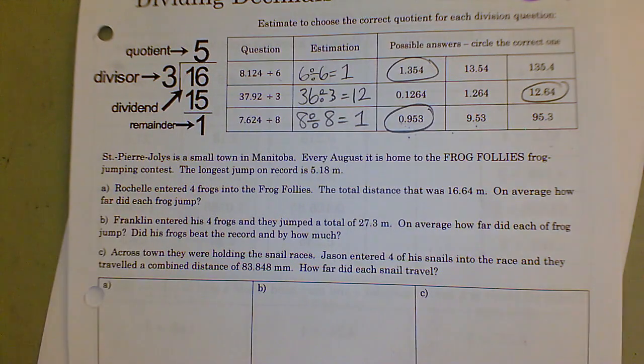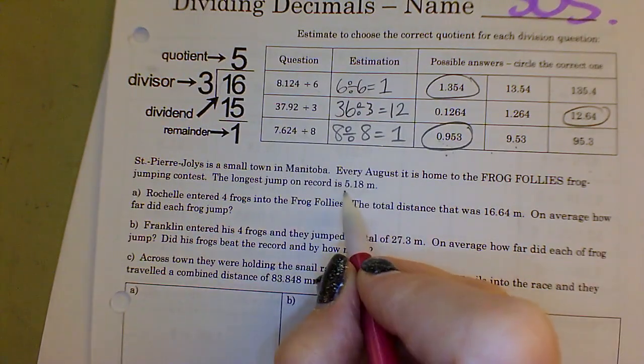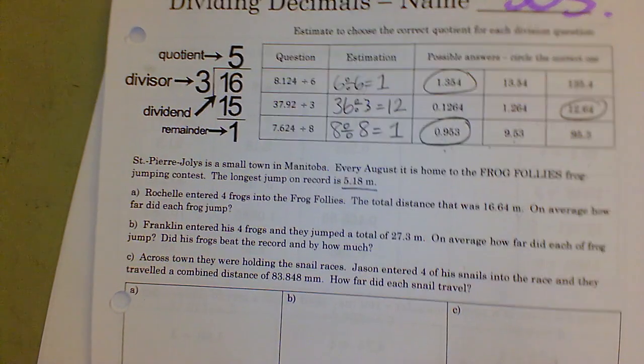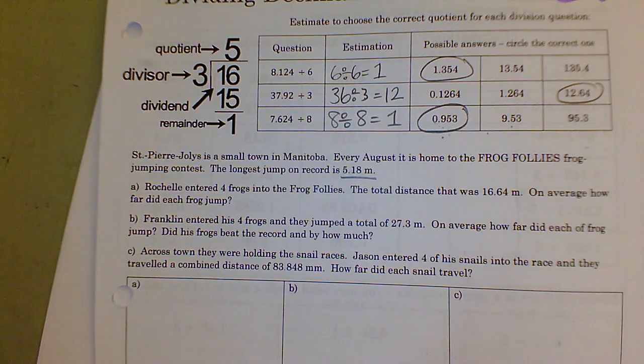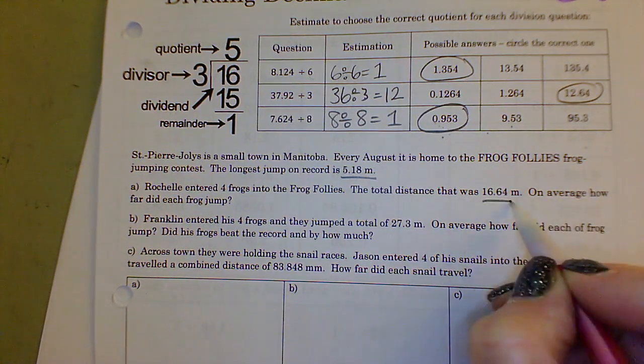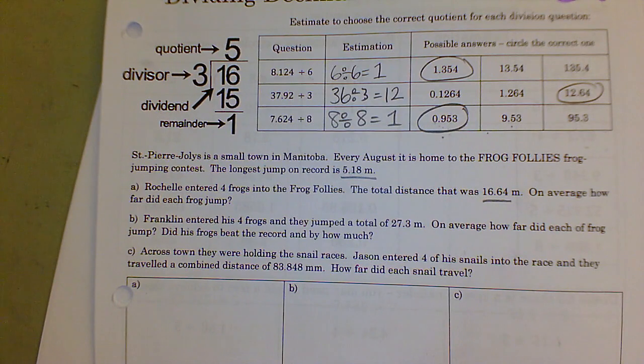All right, so we're looking at the longest jump that day was 5.18 meters. All right, so Rochelle, the first question says, Rochelle enters 4 frogs into the frog jumping contest. The total distance of her 4 frogs was 16.64. So they must be doing just 1 jump each. So however far 1 jump is, and then just adding them together, right?